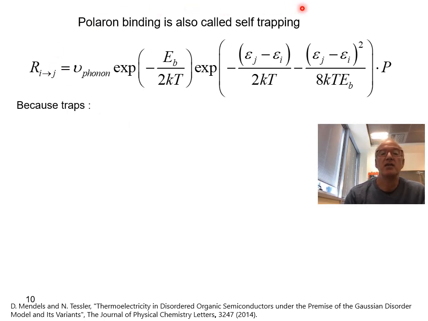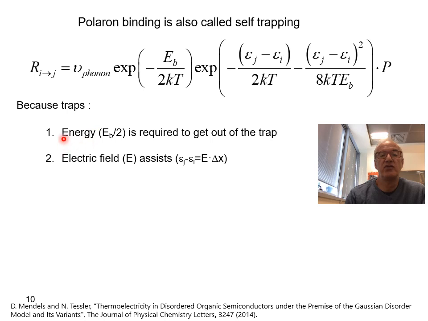So why is it called self-trapping, the polaron binding energy? And the similarity to traps, as you may imagine, is first of all we have this energy that we need to activate to get out of the trap. And also we see here that there is probably going to be some kind of electric field dependence of the rate, which would then be translated to the mobility, because as we've discussed, the relative energy difference between two sites is really dependent on the electric field that exists between the two positions.